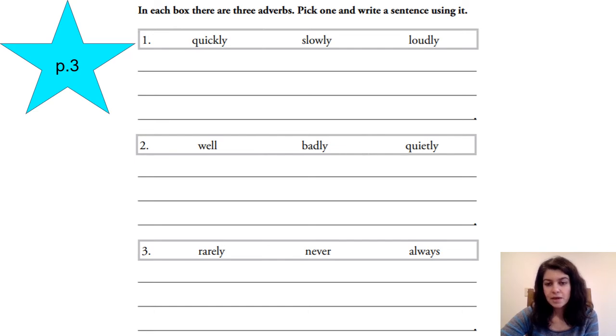And then number 3, your options, your adverbs are rarely, never, and always. Pick one of those to use in a sentence. When you're done, come on back and join me for our read aloud. Nice work on adverbs today.